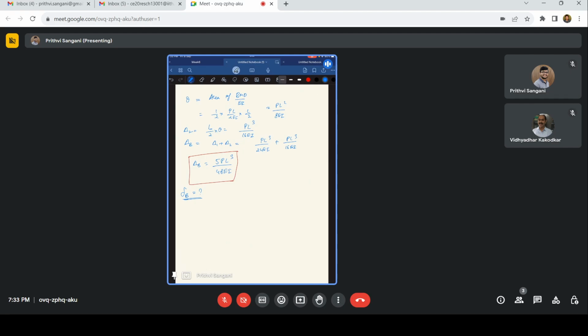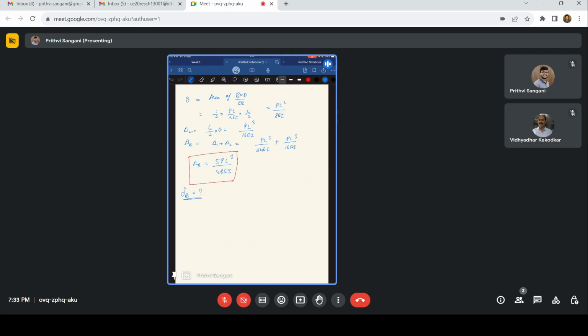Next, you need to just solve for this. VB and MB are unknown, so you need to take the inverse of this matrix. Sorry, not here. You just transfer the matrix to this side and take the inverse of it, and multiply with WL power 4 by 8EI and WL cube by 6EI, and then you can solve for it. So once you solve, you'll get VB and MB, that is going to be equal to WL by 2, and this is going to be WL square by 12.